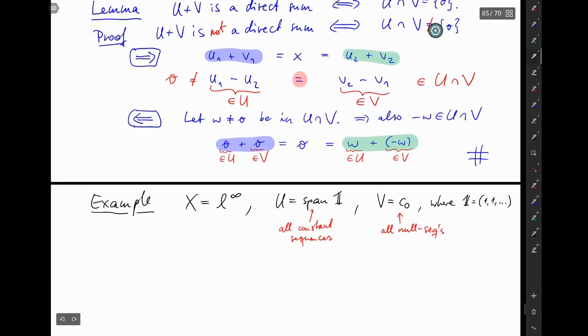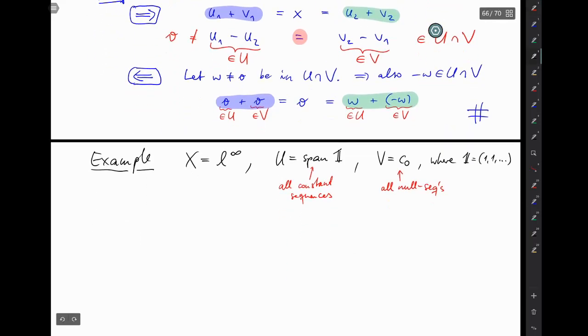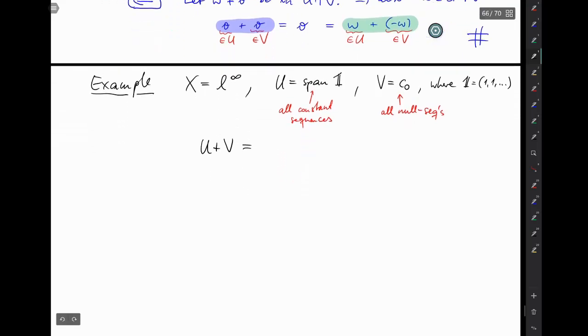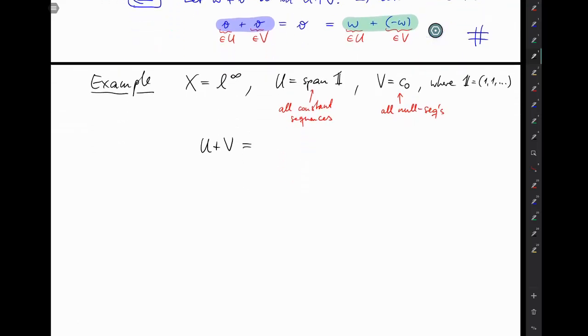Now let's look at the sum U plus V this time. What do you think? Is U plus V again the whole of the space X? Can every bounded sequence be written as a constant plus a null sequence? I don't think so. Well, maybe it helps to draw something here.